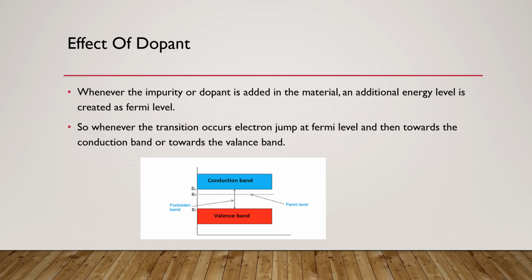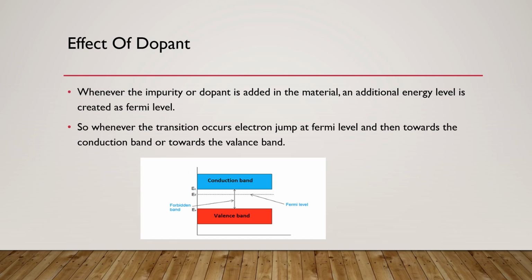Whenever an impurity or dopant is added to a material, an additional energy level is created, which is the Fermi level, represented here. Another additional band is created between the conduction band and the valence band, written here as the Fermi band. Whenever a transition occurs, the electron jumps to the Fermi level and then toward the conduction band or the valence band, so the transition is divided into steps if the Fermi level is present.